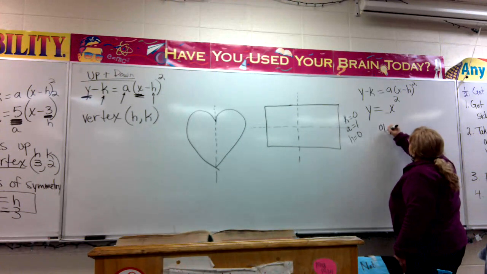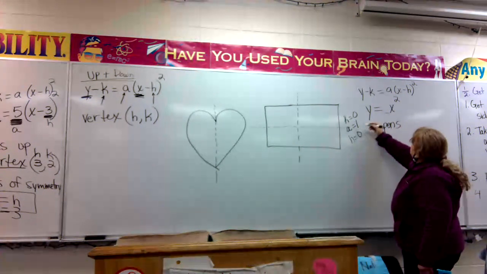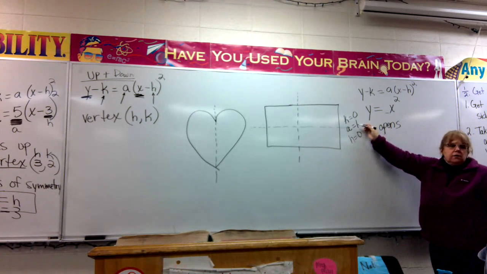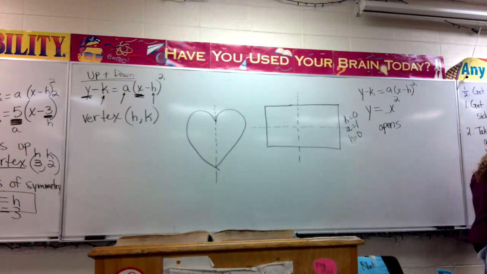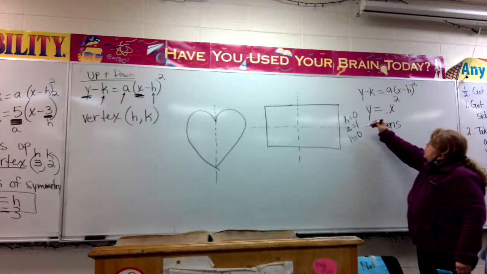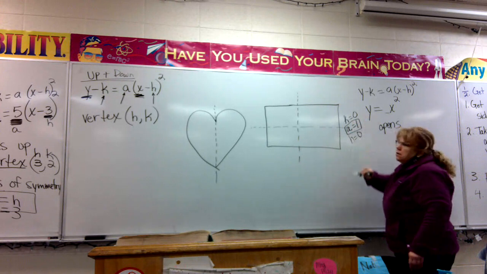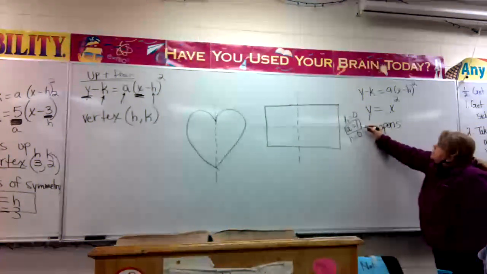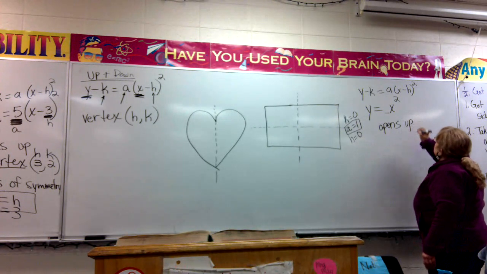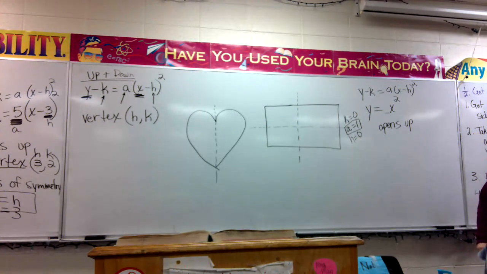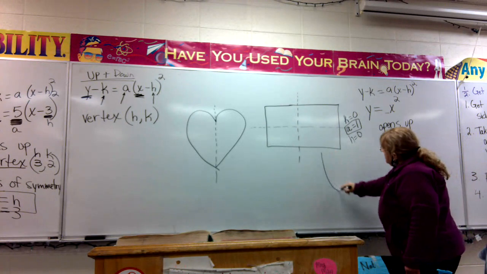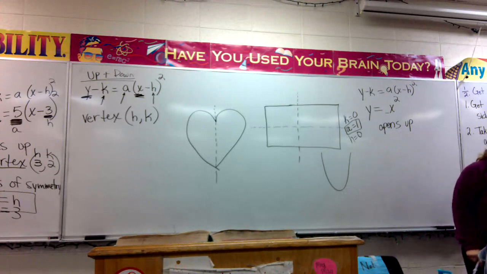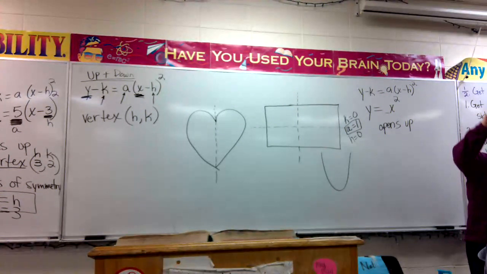Well, first of all, I would say, which way does this one open? If A is 1, which way does it open? Remember, if that A value is positive, it opens up. If A is negative, it opens down. Which way does this one open? You can say it. Up. It opens up because A is positive. So you've got to look for a picture that's opening up.